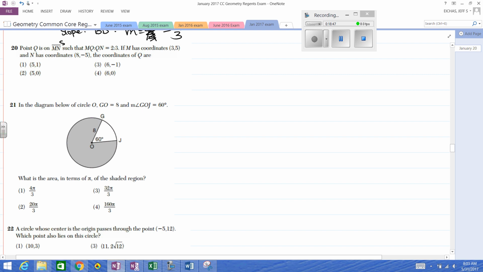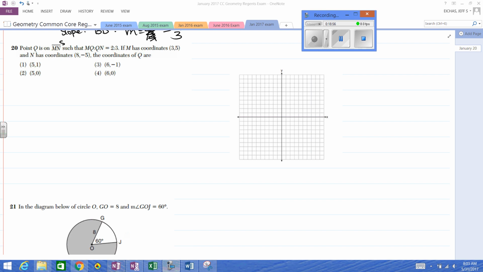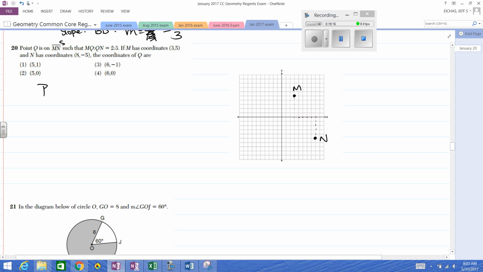All right, point Q is on MN. We're going to want to graph again on this one. Okay, so here we go. We're going to graph, where is this, 3, 5? That is M. That's N. And we have to partition a segment. If you want a ratio of 2 to 3, that means 5 equal parts. So that's what we're looking for here.